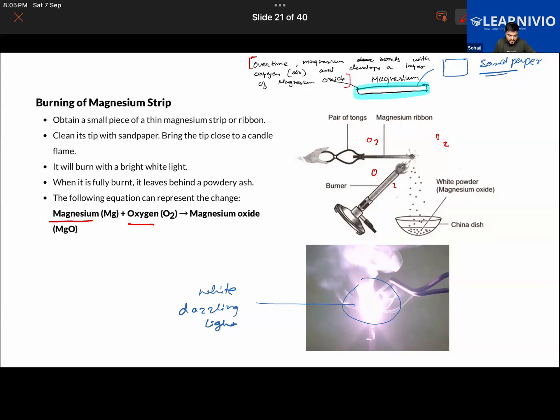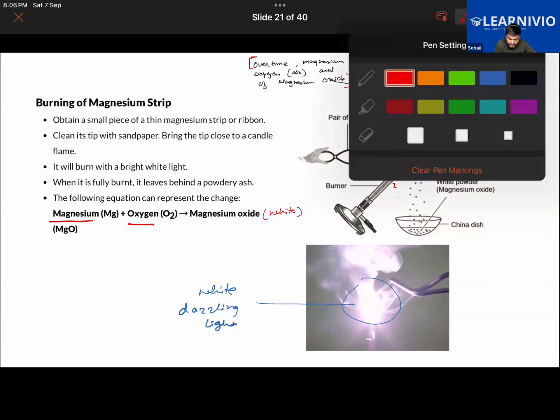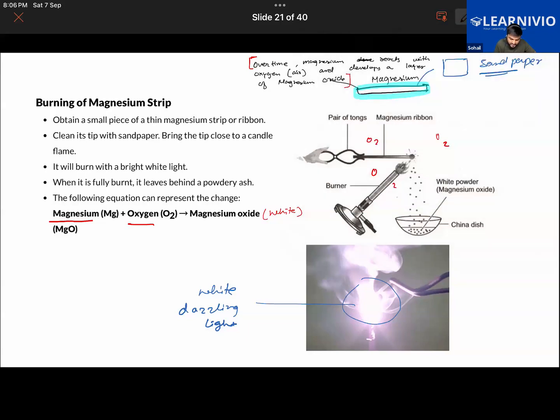Getting back to this thing. So have you understood this now? Like magnesium reacting with oxygen to give out magnesium oxide. What is the color of magnesium oxide? This is white in color.